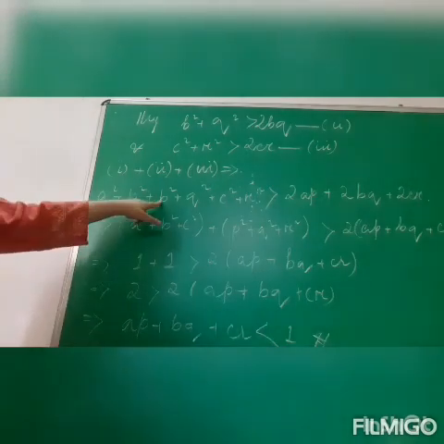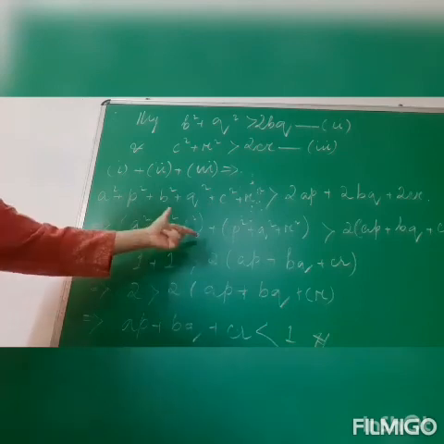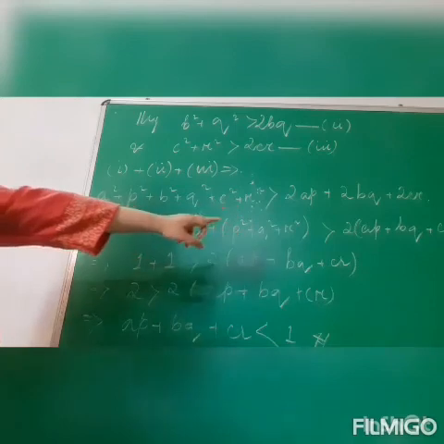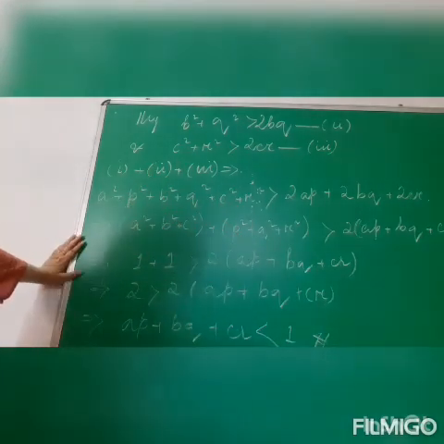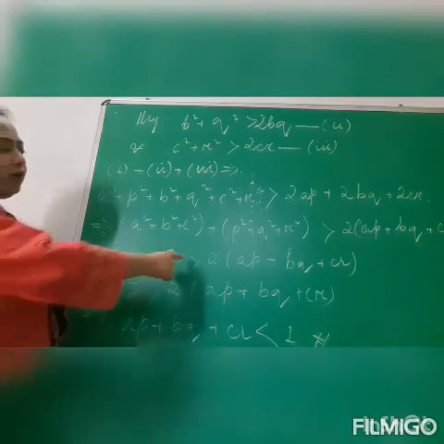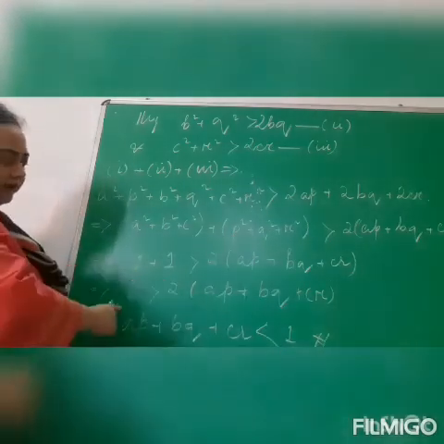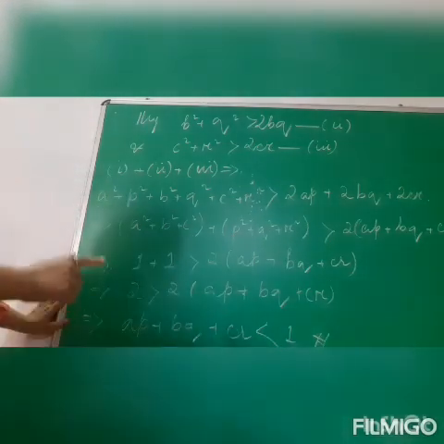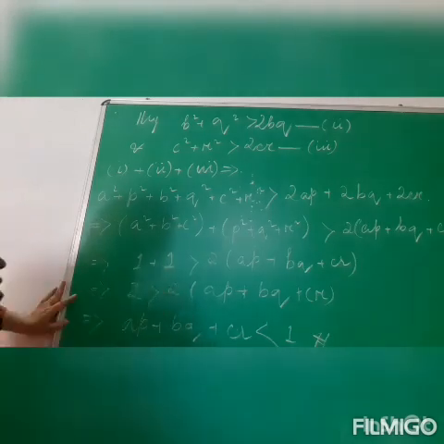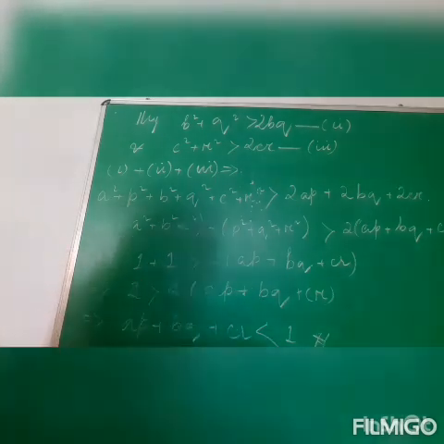So see here, a square plus b square plus c square, I have taken this as one term. Then next, plus p square plus q square plus r square greater than 2 common ap plus bq plus cr. Now a square plus b square plus c square is given as 1. Also p square plus q square plus r square is given as 1. So 1 plus 1, 2, is greater than twice of ap plus bq plus cr. Cancel this 2 and this 2, I get 1. Therefore I can say that ap plus bq plus cr is less than 1.